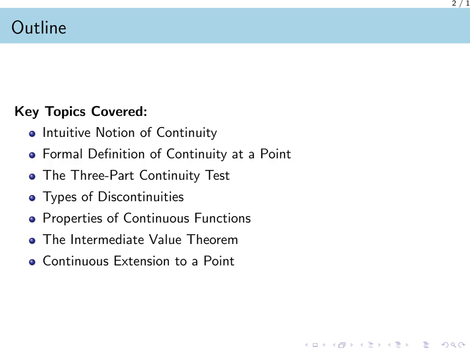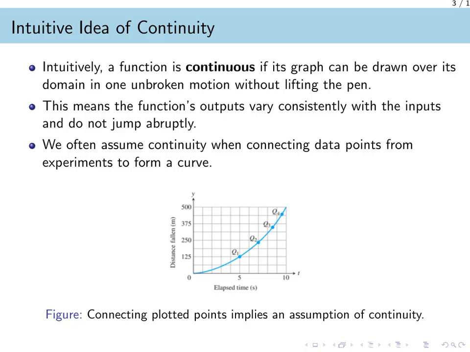From there, we will cover some important properties of continuous functions, like how they behave when you add or multiply them. We will also introduce a powerful result called the intermediate value theorem, which guarantees that a continuous function takes on every value between any two of its points. Finally, we will look at a technique called continuous extension, which is a method for fixing certain types of discontinuities in a function. Let us begin with the intuitive idea of a continuous function, which is a concept we rely on to model processes that change smoothly.